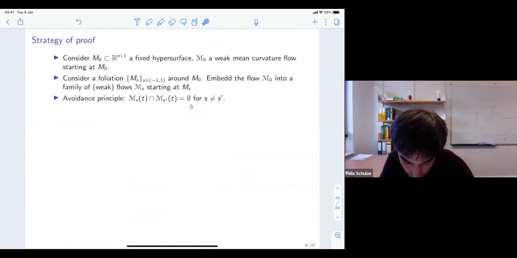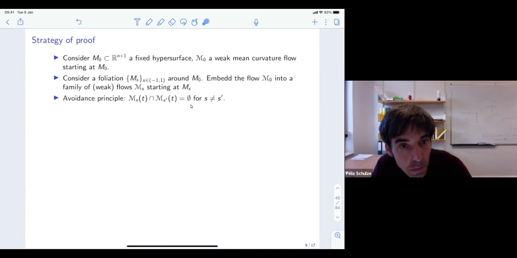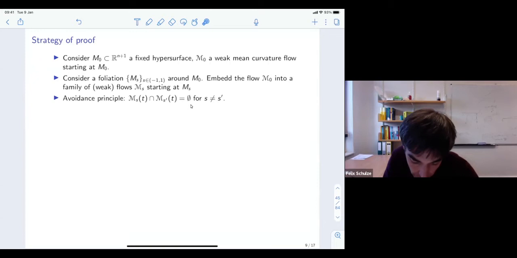We have the avoidance principle: these flows have to avoid each other. That means we get a foliation of space-time. There might be gaps, but that's not so important at the moment. And s here is the parameter of this foliation.